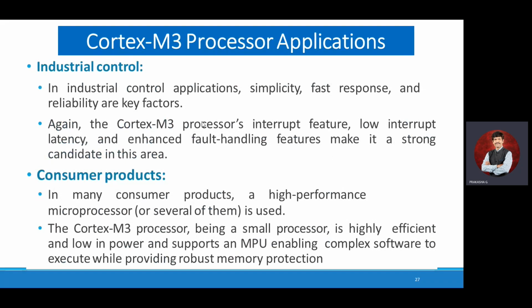Car manufacturing, vehicle manufacturing, whichever it is going to be, everything is automated. Only robots are taking care of that. Okay. So in industry control applications, simplicity, fast response, and reliability are key factors.